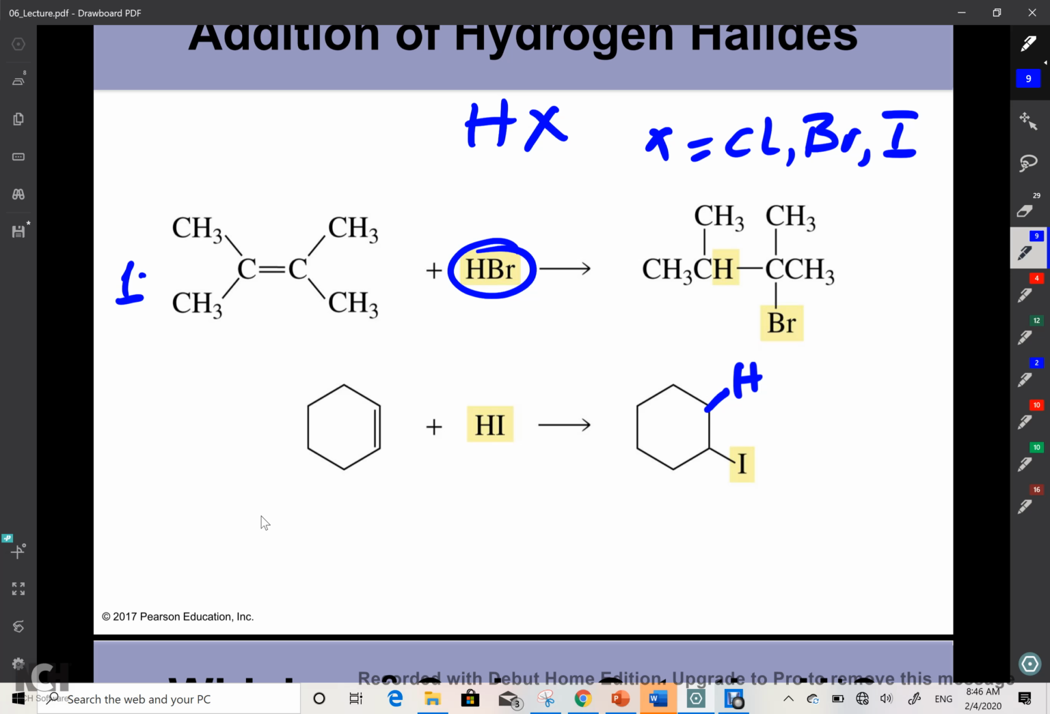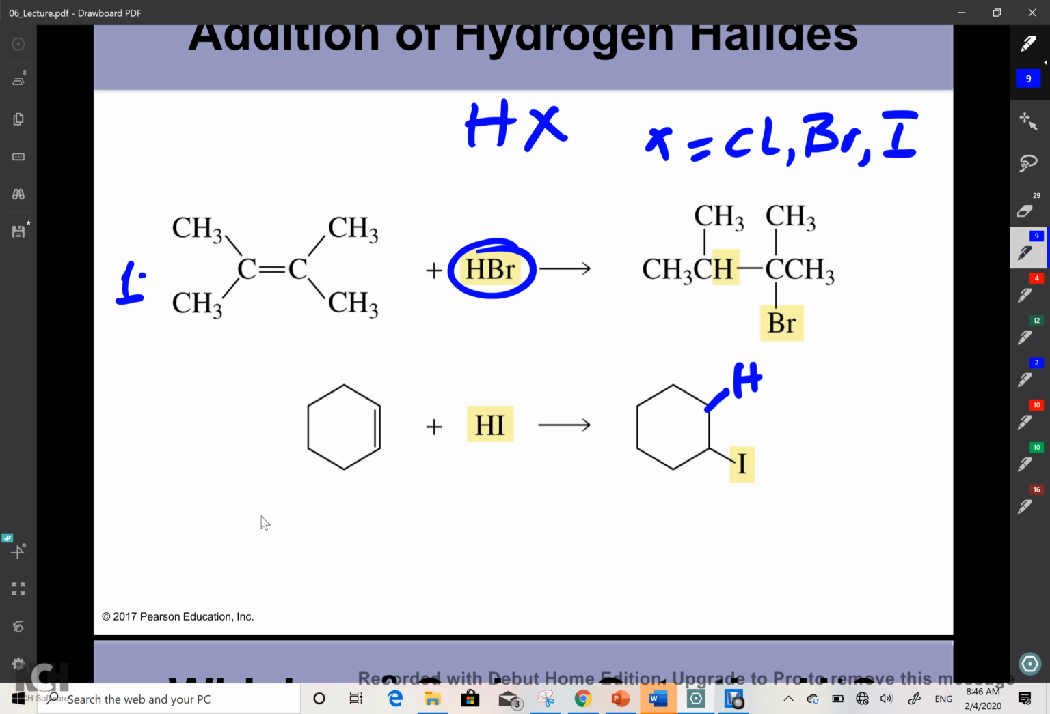Does that make sense? So look at that molecule. The hydrogen connects to one of the carbons, and the iodine connects to the other carbon. Okay? Now, which carbon gets the iodine? Which carbon gets the hydrogen? In this particular case, it doesn't matter. In these two cases, it doesn't matter.